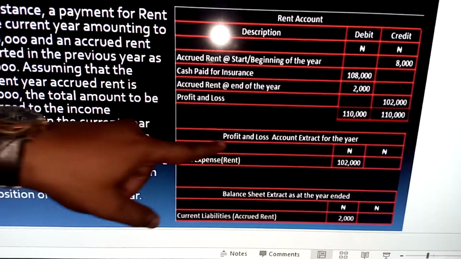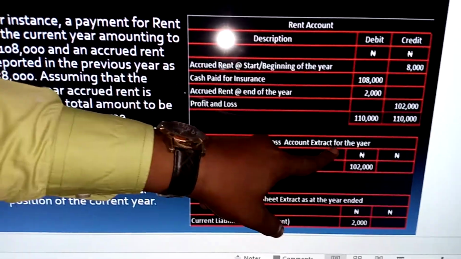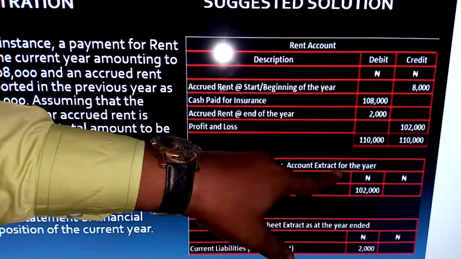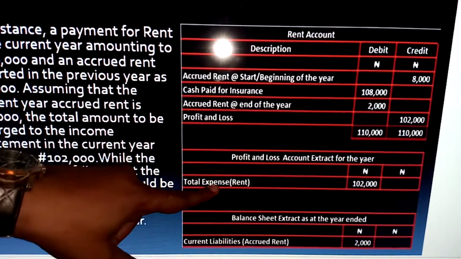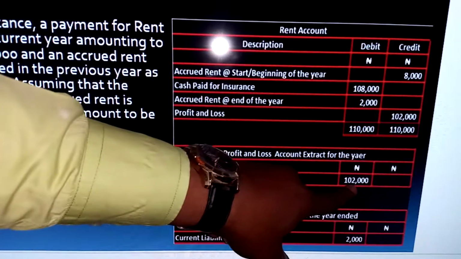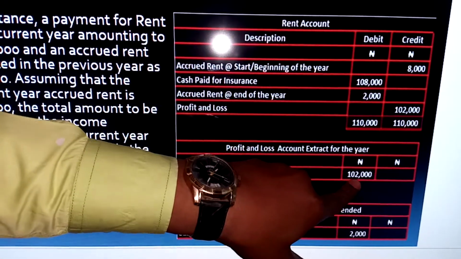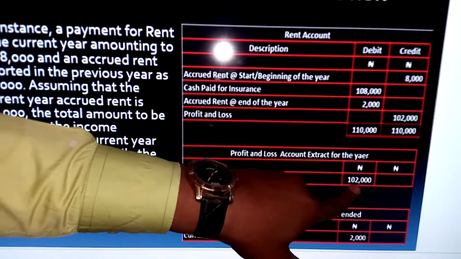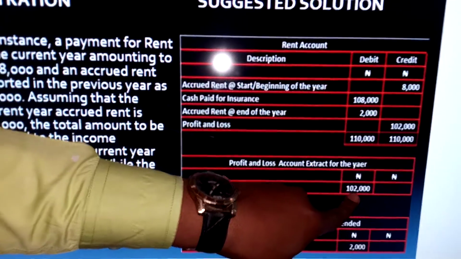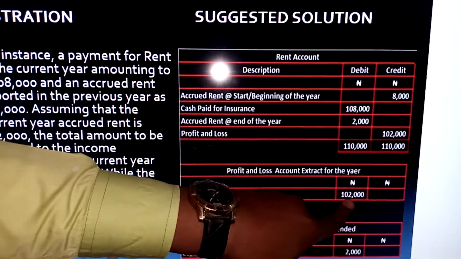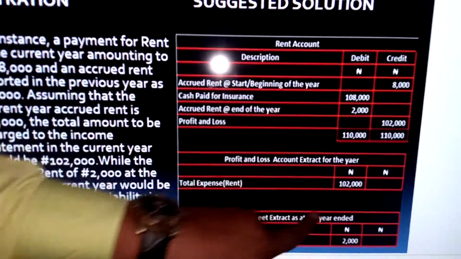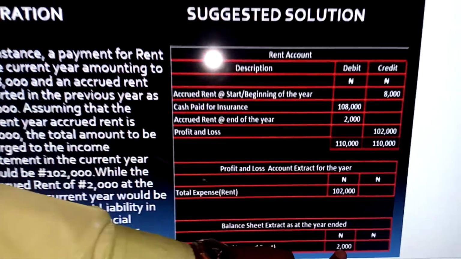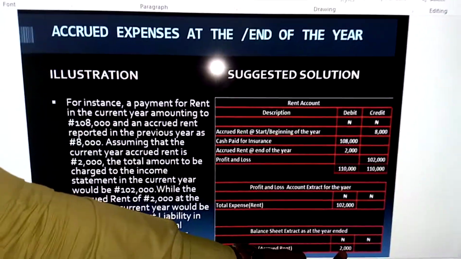That's what is going to your profit and loss. So we have a profit and loss extract here. We're using extract because it's the rough work, not a complete or detailed P&L. So we have total expense, we have rent, 102,000. Now the accrued expense itself at the end of that current year is a liability. Why? Because you have enjoyed the service but you have not paid, so you are owing the person that rendered the service. That's why it is now coming as a current liability in the balance sheet or in the statement of financial position.